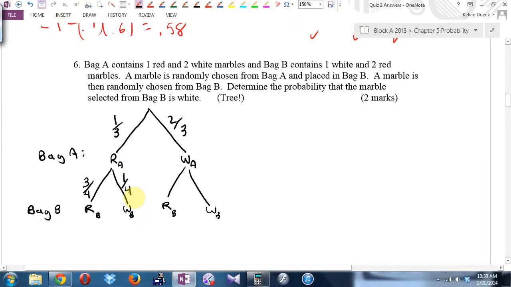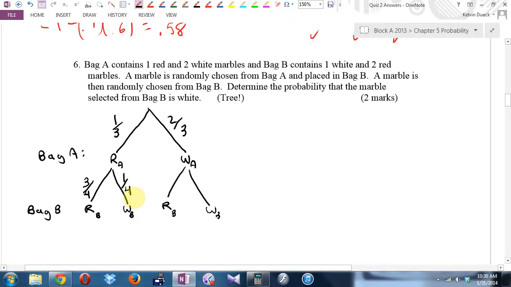Jacob, down this branch, I picked a white marble and put it into bag B. So how many white marbles are now in bag B? Not one. How many are now in bag B? Three white marbles? How many were we starting out with in bag B? I apologize, we started out with one, and I added one, so that makes two now.